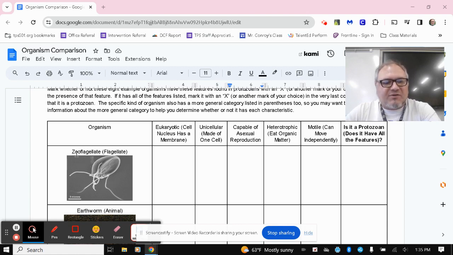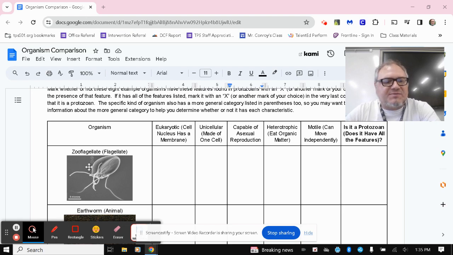So I have a zooflagellate, and in parentheses behind them, I tried to put a larger category that it belongs to. If you're having trouble figuring out if the specific organism has these characteristics, you can also try to look to see, okay, would the category that it's a part of have these characteristics? And either way, that should help you narrow down what you're looking for.